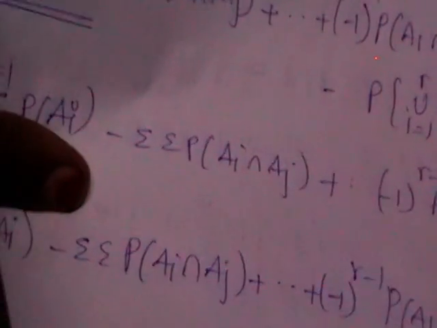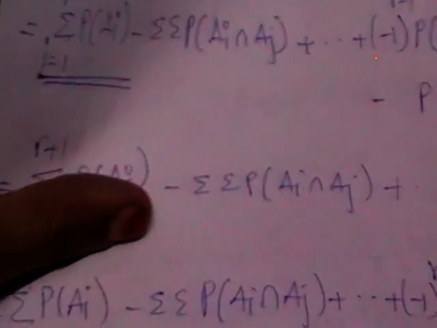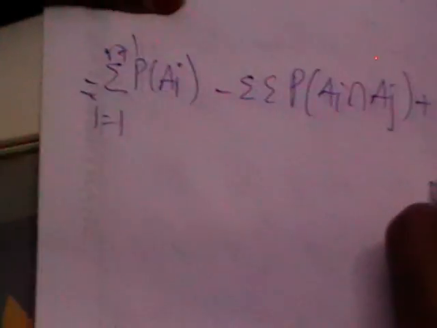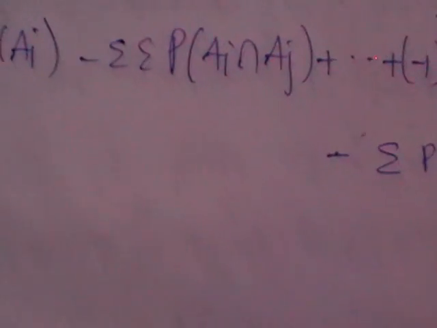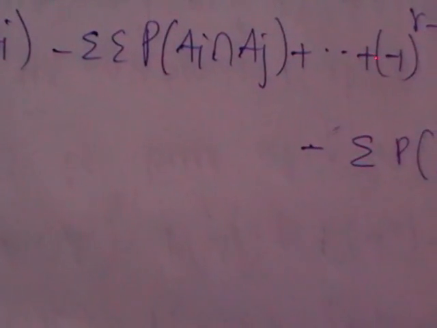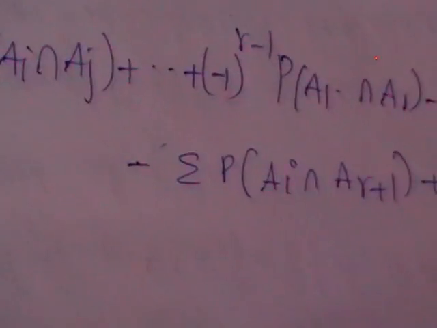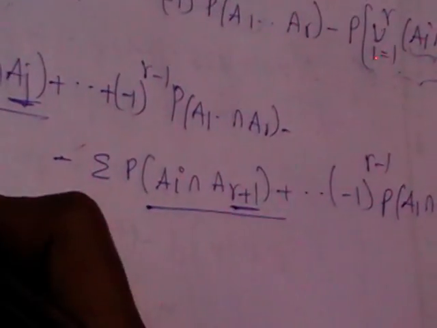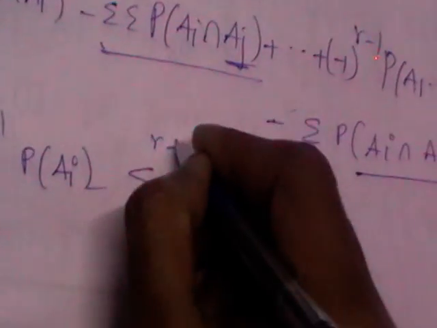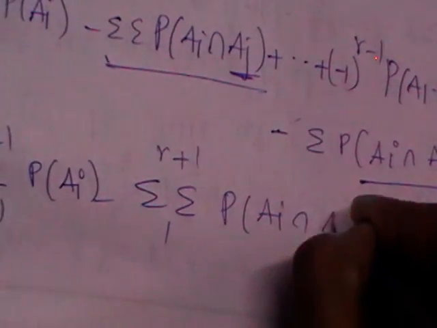So how much will you get if you expand this term? In place of AI, you have AI intersection AJ. So here you will get this term as minus summation P of AI intersection AR plus 1, plus so on, minus 1 whole power R minus 1 P of A1 intersection so on AR plus 1. So you got this as sigma I is equal to 1 to R plus 1 P of AI. These two terms are the same, but in place of J you have R plus 1. So we can write that as 1 to R plus 1 P of AI intersection AJ.